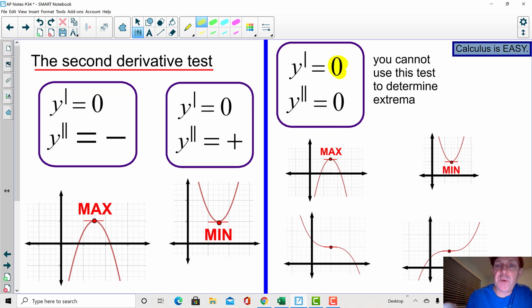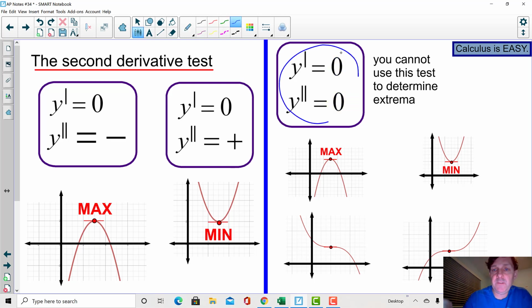If you get that the first derivative is 0 and the second derivative is 0, it could be any of these cases that you see right here. You could have a max, you could have a min, or it could just be something like this. So if this happens, you just have to use another method to figure out if you have a max or a min. In that situation, I would just use the first derivative test.